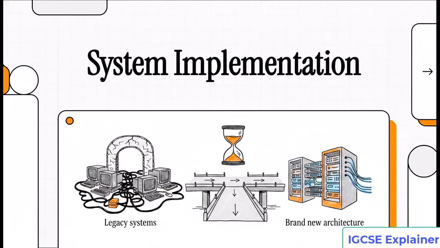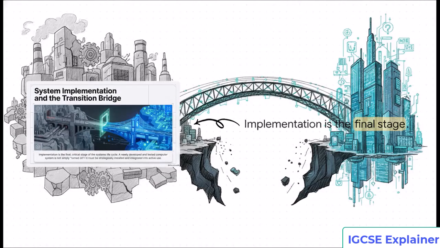Today, we're going to break down the mechanics of system implementation. Okay, let's dive into this. System implementation is essentially building a transition bridge. You're moving from that archaic, gray, analog landscape over to a highly connected digital cityscape. And a newly developed and tested computer system isn't just a switch you can blindly flip. It must be strategically installed and integrated into active use without everything collapsing into the canyon below.